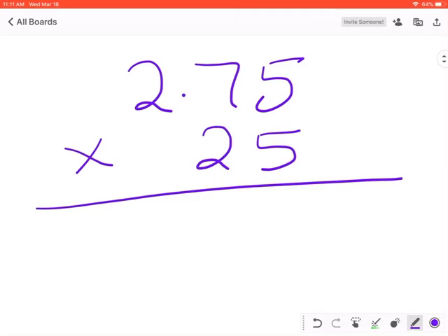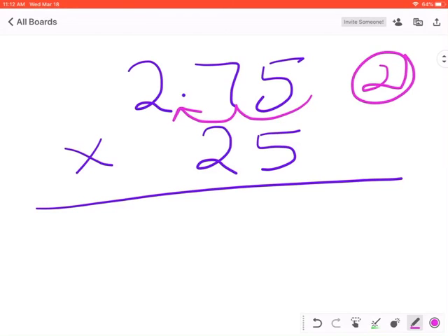2 75/100 times 25. So here we have a double-digit number. I'm counting the swoops in the beginning, and I see it takes 2 swoops to get to my decimal point. So I'll need that information for later. I'm now going to multiply out my numbers like I normally would if it were whole numbers. 5 times 5 is 25, 7 times 5 is 35, plus 2 is 37. 5 times 2 is 10, plus 3 is 13.